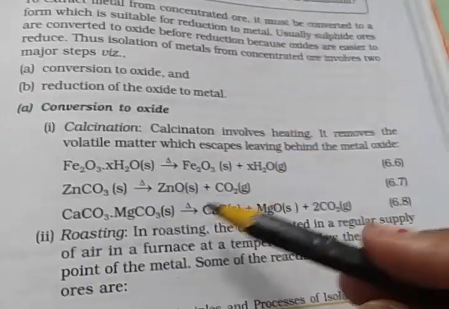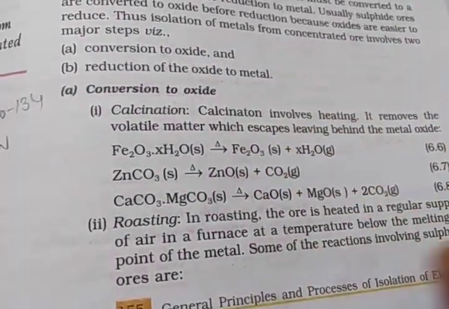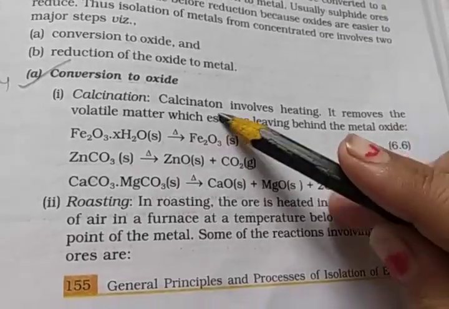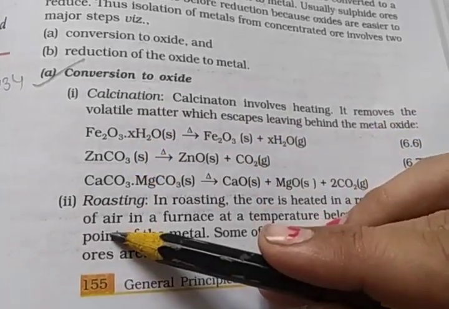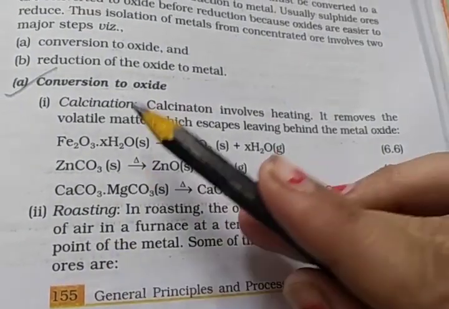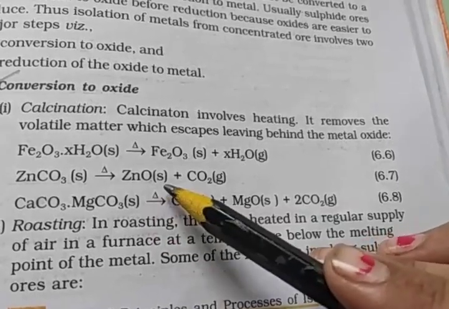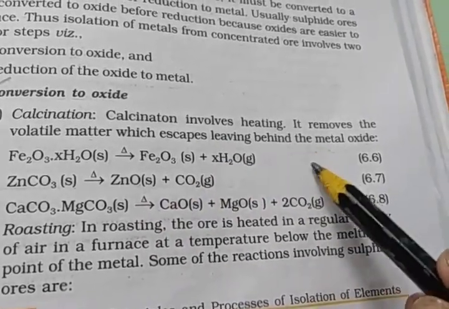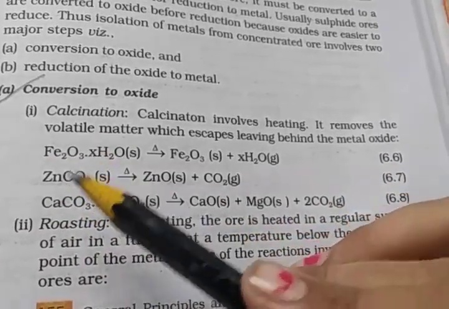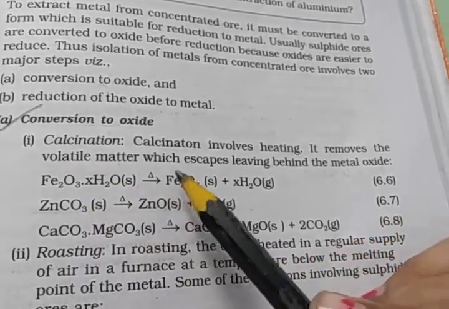So first, conversion to oxide. For this, two methods are considered: calcination and roasting. Calcination involves heating, and it removes the volatile matter, which escapes, leaving behind the metal oxide. Here you see three examples given: iron oxide, zinc carbonate and calcium carbonate.